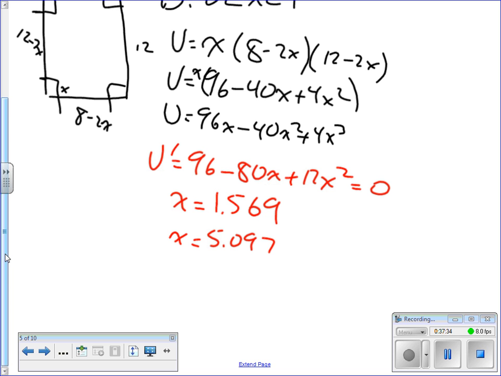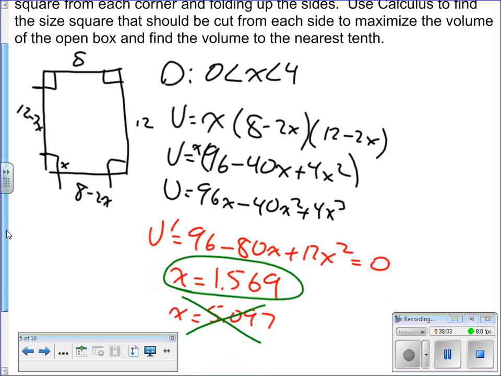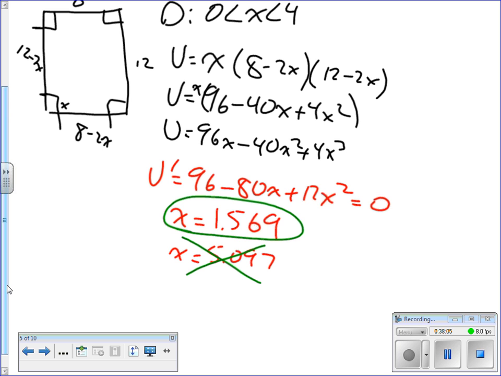Okay, now, so these are my solutions. I got a problem. One is outside my domain. So the other is going to be my maximum. And then I believe the question asks for the dimensions. Find the size the square should be cut from each side. And then find the volume to the nearest tenth. Take this, plug it into the volume formula. Find your volume. We're almost out of time, so I'm not going to go any farther today.